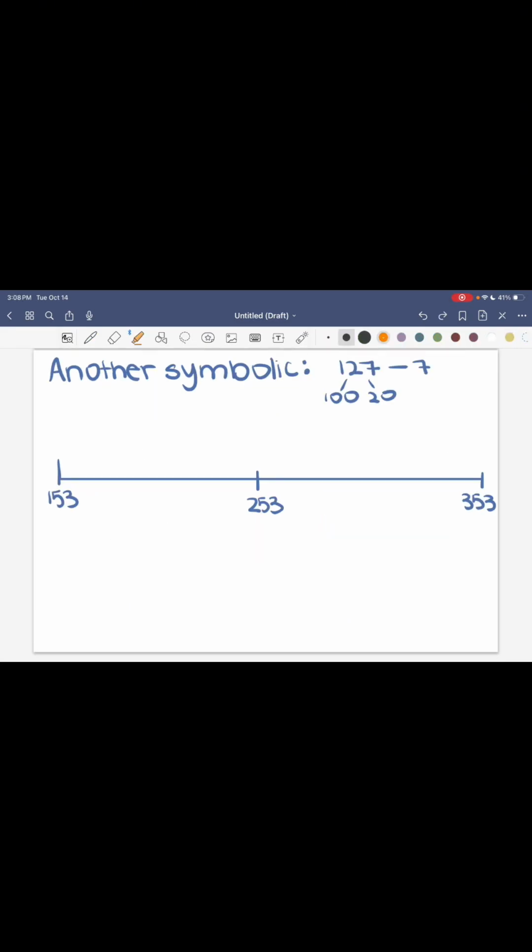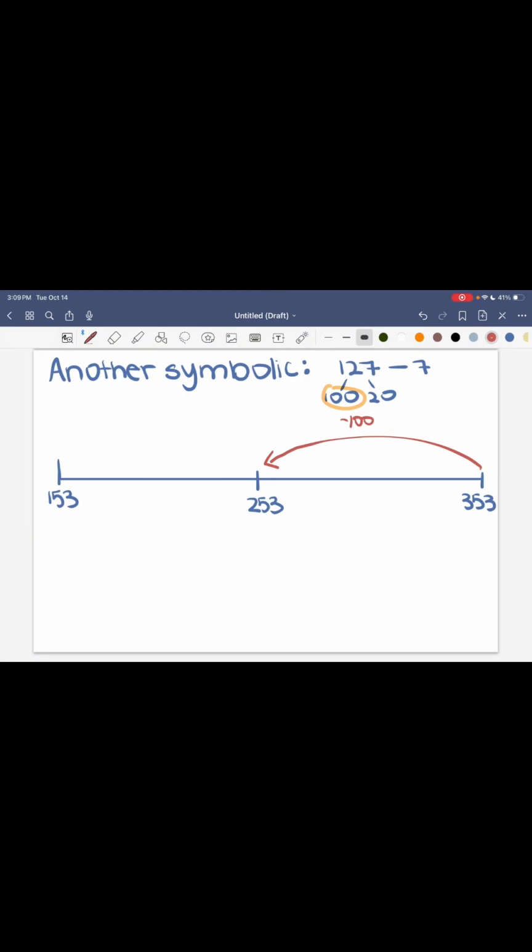The last part is another symbolic representation. I'm going to use a number line. The very end is 353. The very beginning is 153. And in the middle is 253. They're each 100 apart. We're going to break 127 into 3 parts: 100, 20, and 7. Let's start with 100 first, because that's the biggest number, and it should be the easiest. So, 153. How much is that more than 100? 253, right? Let's show that.